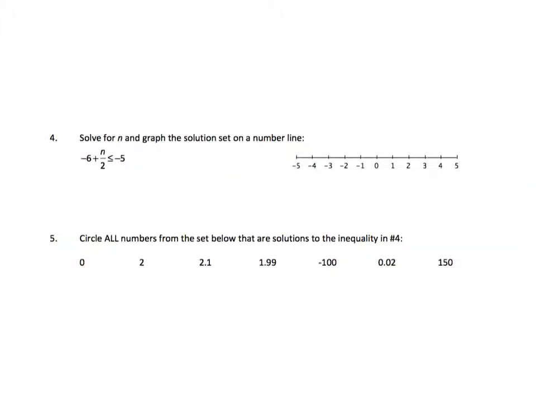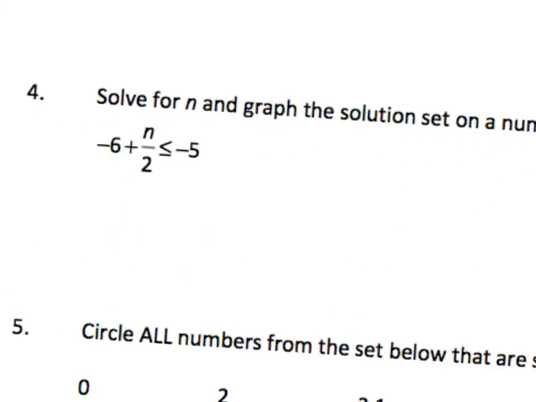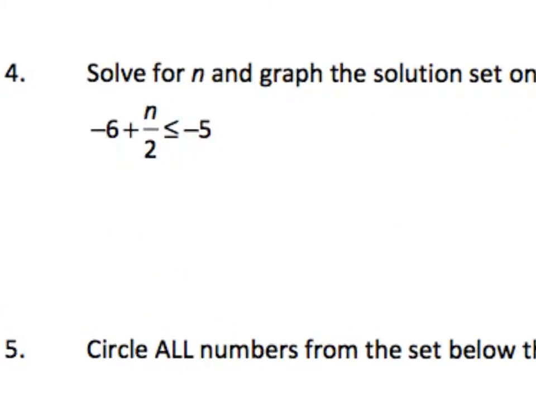Now is solving and then creating a solution. So in number 4, it's the same solving as you would an equation. So if you can imagine -6 plus n over 2 is equal to -5, we're going to solve the same way that we would a normal equation. So let's go ahead and add 6 to both sides. Got n over 2. I'm going to change the equal sign back to the inequality sign.